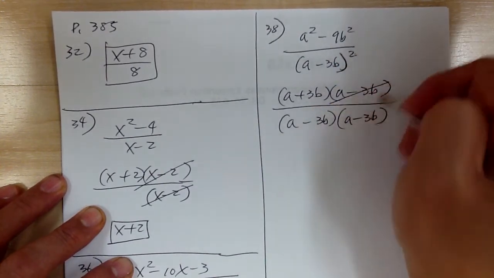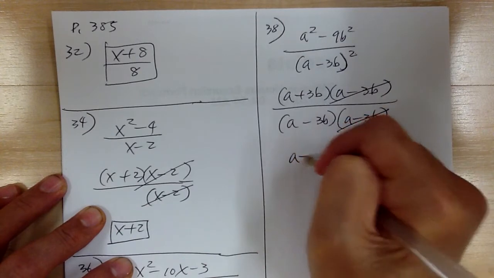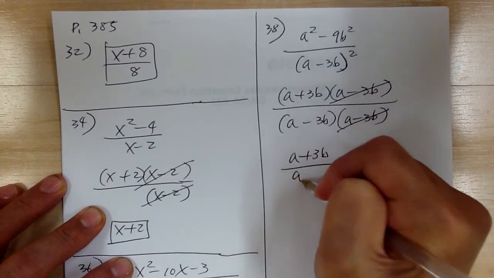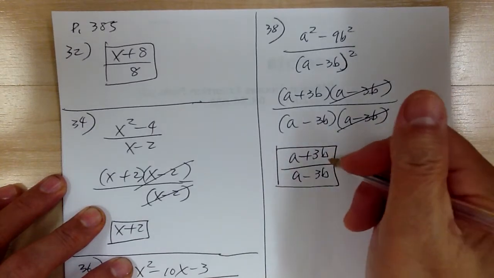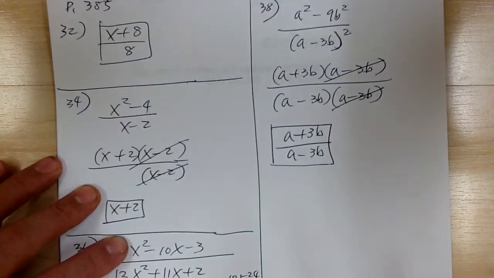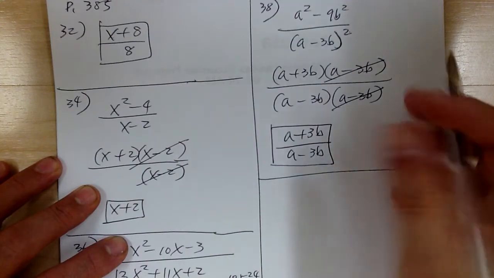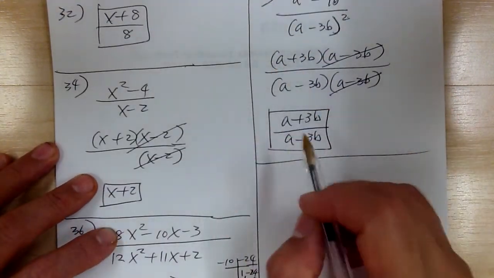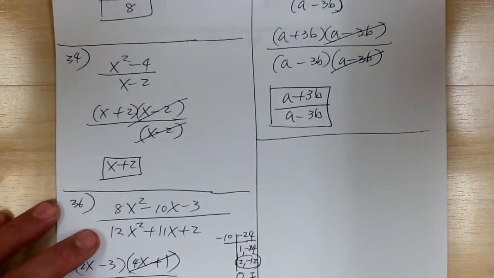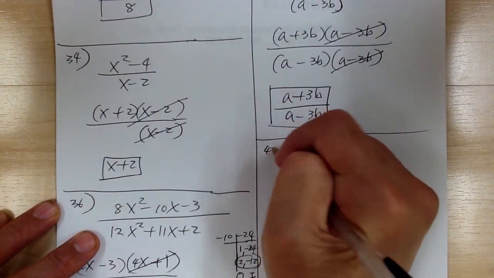Now you can cancel out. So your answer would be a plus 3b over a minus 3b. On the final step, in your final answer, you can drop the parentheses if there's nothing else. When you have only a group, then you can drop the parentheses. But if you have something else, then you have to keep your parentheses. Okay. Let's go to number 40.